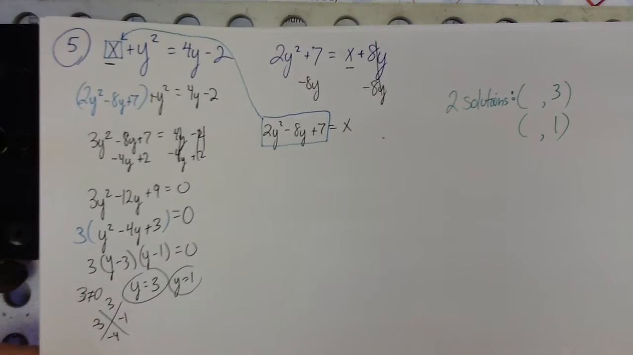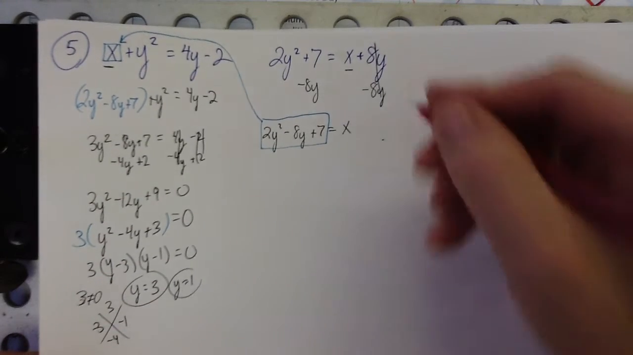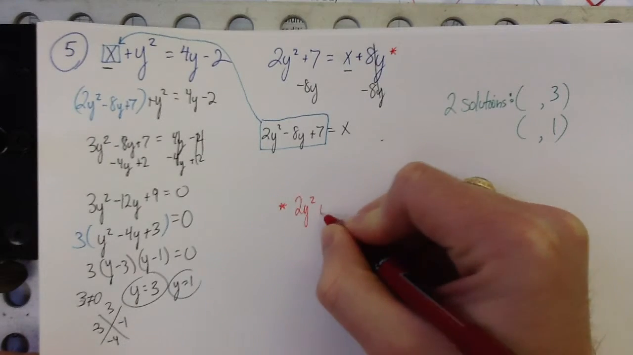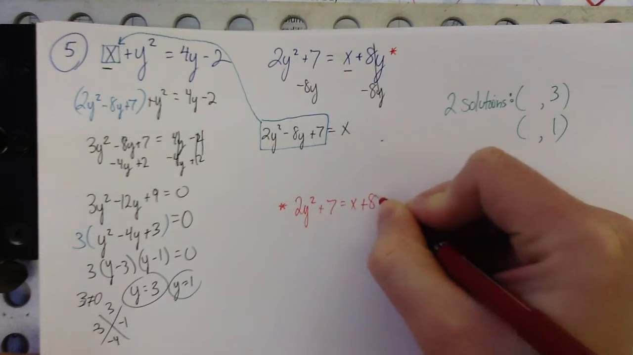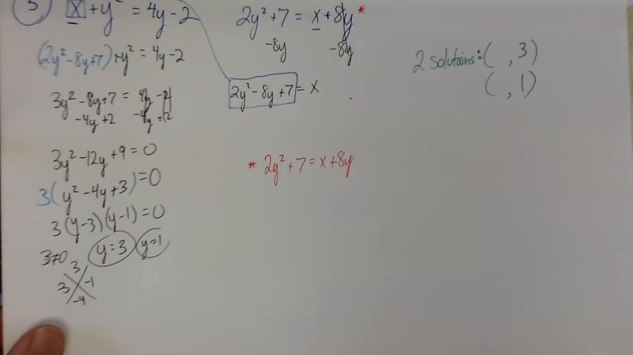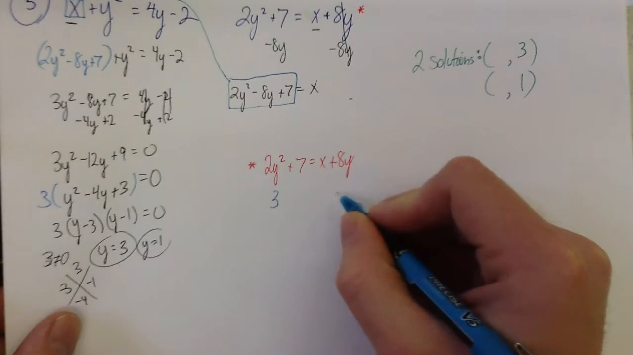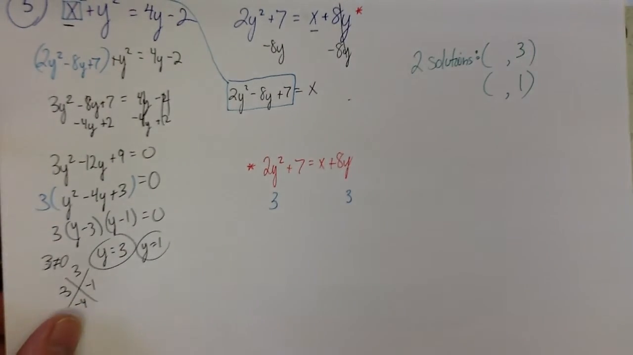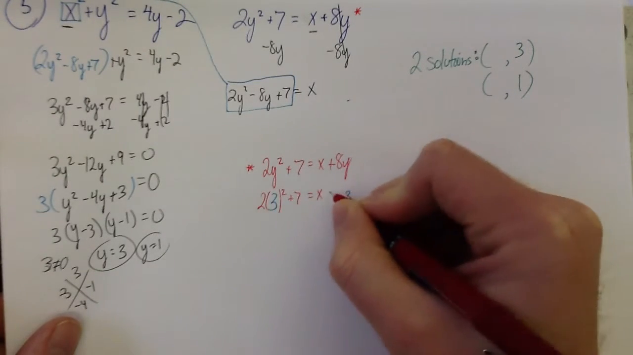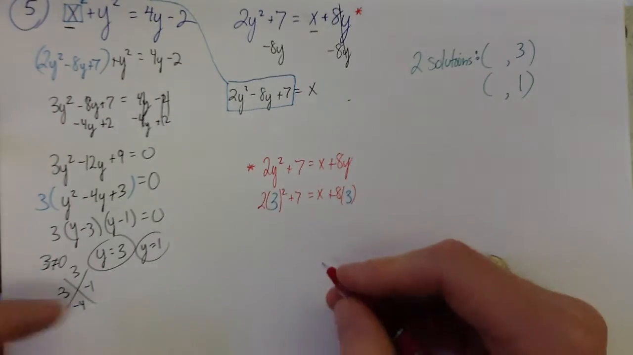I don't know which one's going to be easier here. They're both a mess. So I think I'm going to go with the second equation. I'll put a little star beside it and bring it down here. Just rewrite it. There's no right answer. There's never a right answer. It's just whichever one you think looks better. Okay, so if I put 3 for y here, then that 3 is going to go in for both of those y's. So 2 times 3 squared plus 7 equals x plus 8 times 3. 3 replaced the y's. It's substituted in.